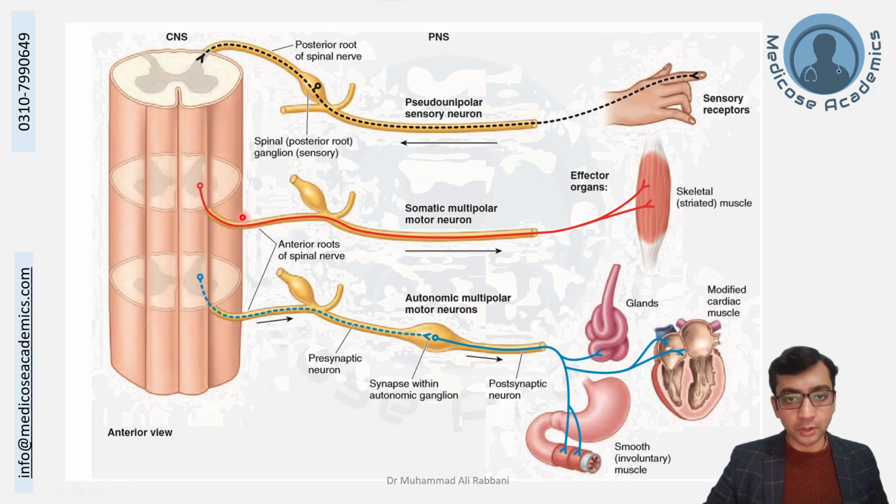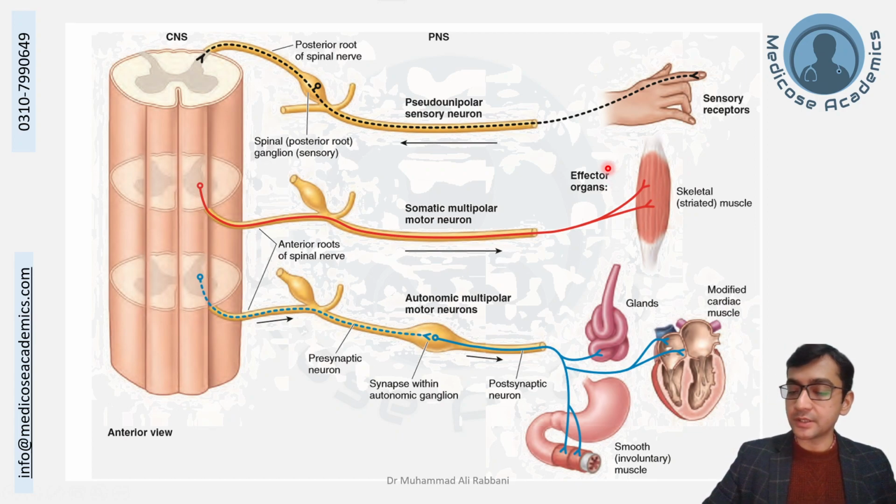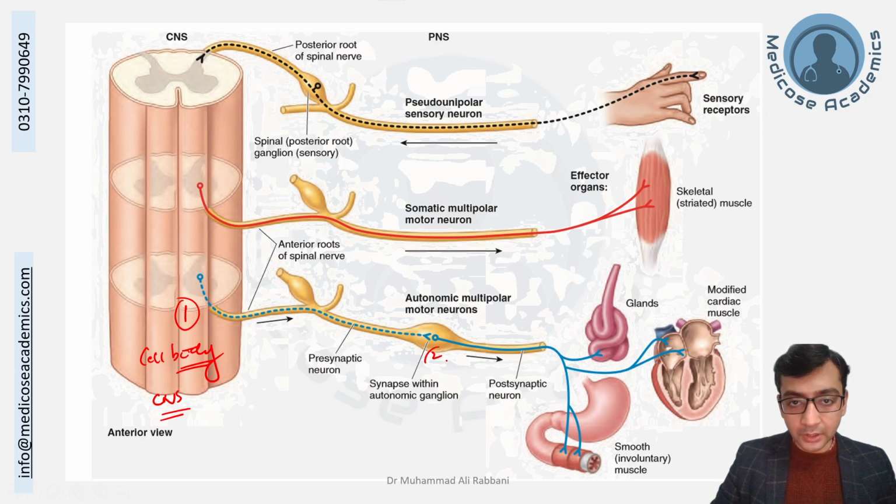The axon moves all the way uninterrupted and it reaches the effector organ. In this particular case, it is the muscle. However, the autonomic nervous system always contains two neurons. First neuron, keep a very clear indication of the body component: the cell body is present within the CNS. The second one, the cell body is present in the peripheral nervous system.